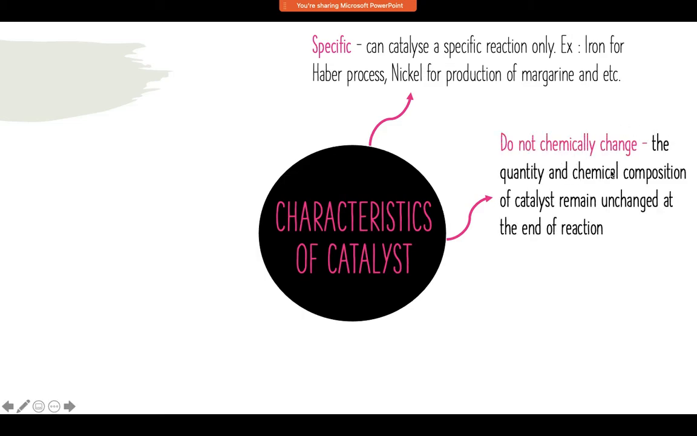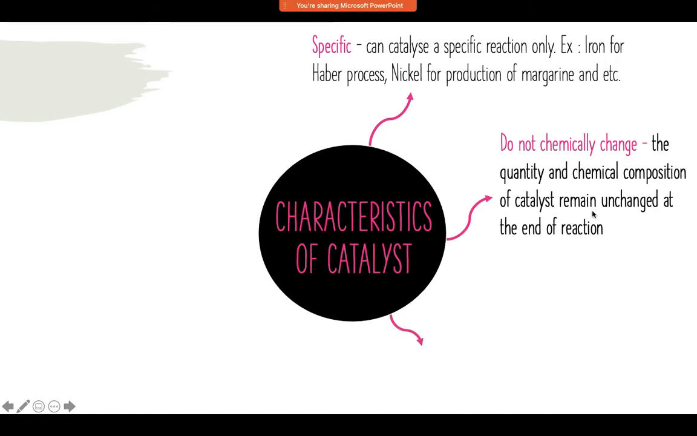Okay. Number 2, do not chemically change. The quantity and the chemical composition of the catalyst remain unchanged at the end of the reaction. Okay, for example, sekiranya kita ada 10 gram of manganese fluoride. Okay, manganese fluoride as the catalyst kan. Jadi lepas siap proses decomposition of hydrogen peroxide, kita dapat balik manganese fluoride tadi. So bila kita timbang balik, the quantity dia masih lagi quantity yang sama. Dan dia masih lagi manganese fluoride. Dia tidak bertukar kepada bahan lain. So itu maksudnya quantity and chemical composition remain unchanged.